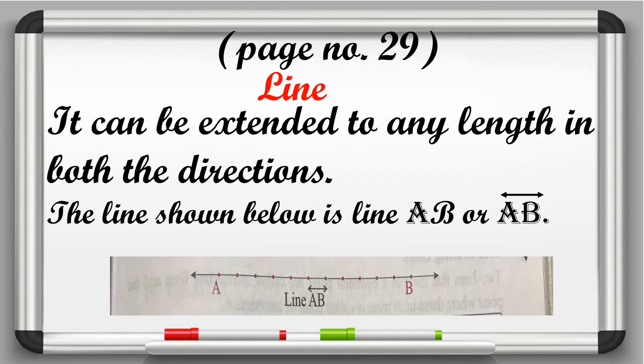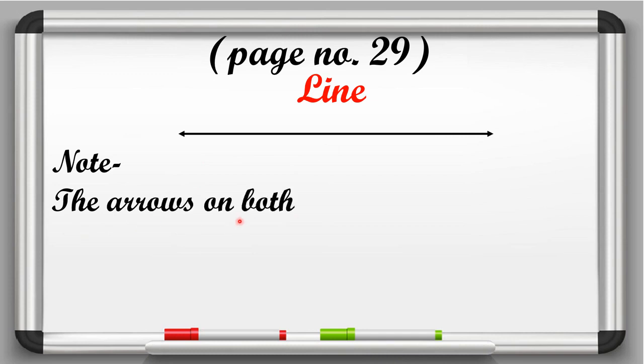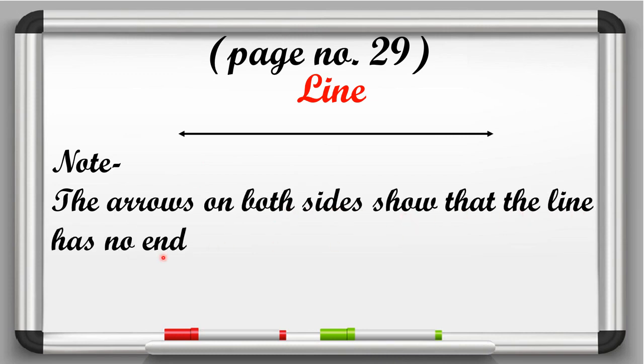That is why this is called line AB. Understood? Now the next one is line. Note, the arrows on both sides show that the line has no end or beginning point.